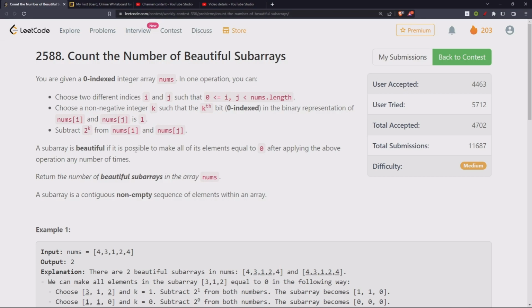Subarray is beautiful if it is possible to make all of its elements equal to 0 after applying the above operation any number of times. Return the number of beautiful subarrays. Okay.